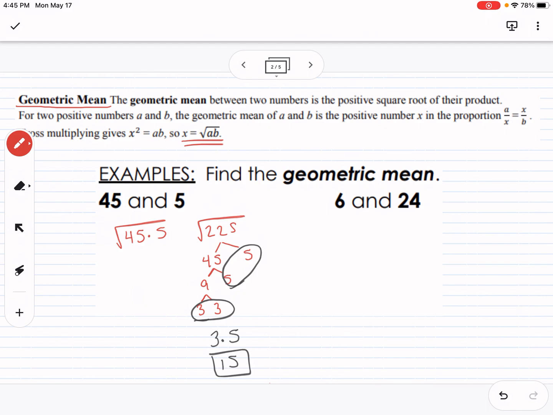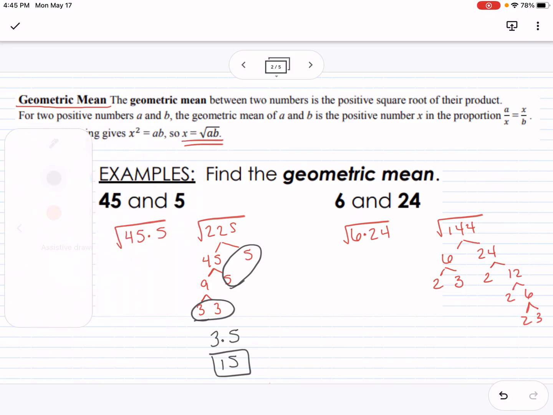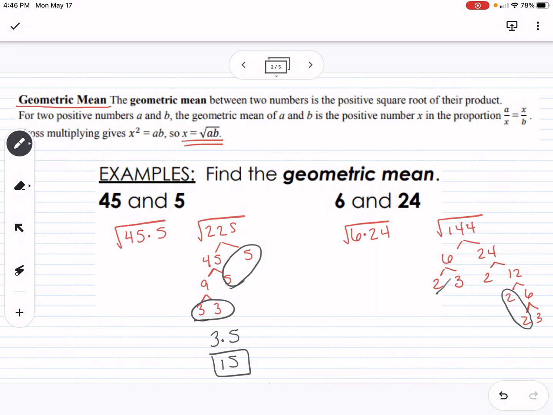The mean of 6 and 24 would be 6 times 24 square rooted, or square root of 144. Here we knew it was 6 and 24. 6 is 2 and 3. 24 would be 2 and 12, which is 2 and 6, and 2 and 3. So here we have a pair of 2s, another pair of 2s, and we actually also have a pair of 3s. So this would be 12, which you would have known because the square root of 144 is 12.